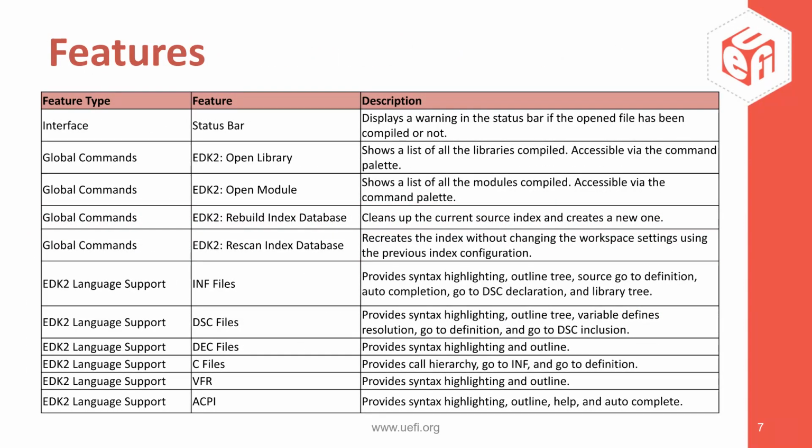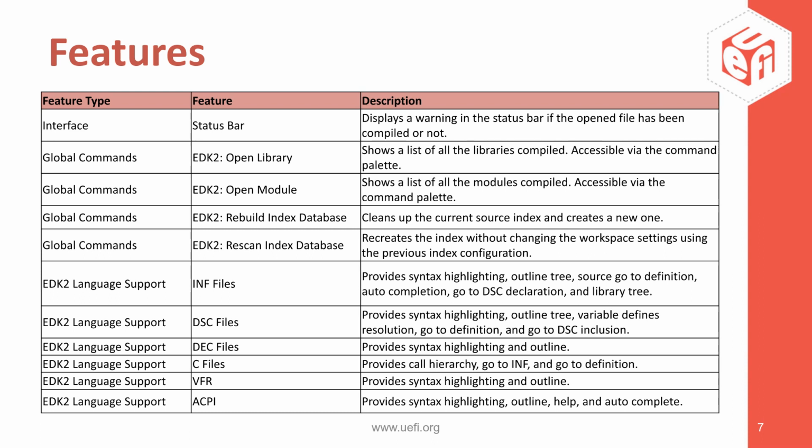And here's a list of the features that the extension has. It will have a status bar to display which files are being used in the compilation, and I will show all of this in the demo. This is just an introduction for you to know what to expect. So it will get you a status bar for the files that were compiled, or if you're looking at a file that is not even compiled, you will know that. You can list all the libraries that were compiled and open them, or all the modules that were compiled also.